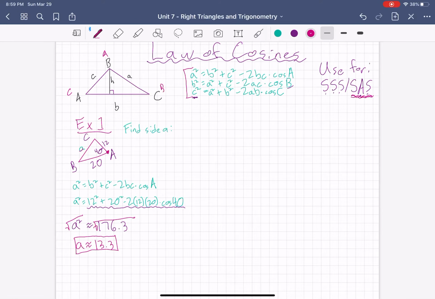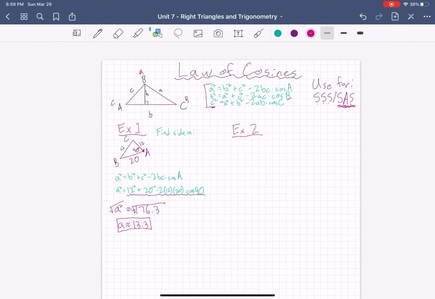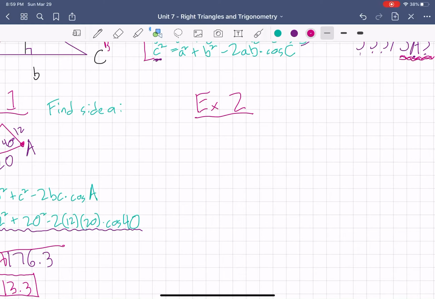Our second example is going to be an example where we have all three sides and we want to find an angle. If you have all three sides, you can find any angle using it. It doesn't actually matter which. So we're going to draw another triangle.